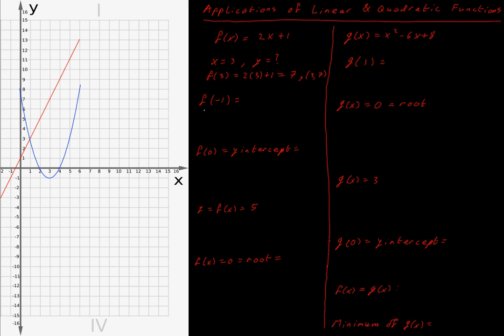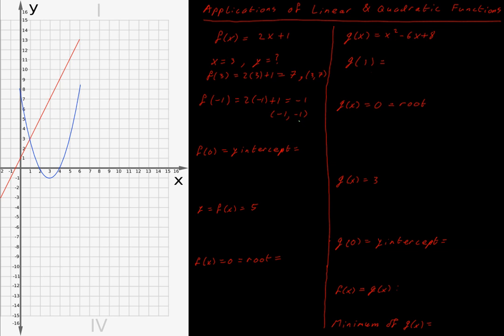Now let's take another example, f of minus 1. Well, that means that x is going to be minus 1, so we put in a minus 1 in brackets anywhere we had an x. And when we put that into our calculator, we are going to get that that would be minus 1. So our coordinate then would be minus 1, minus 1. X would be minus 1 and y would be minus 1.